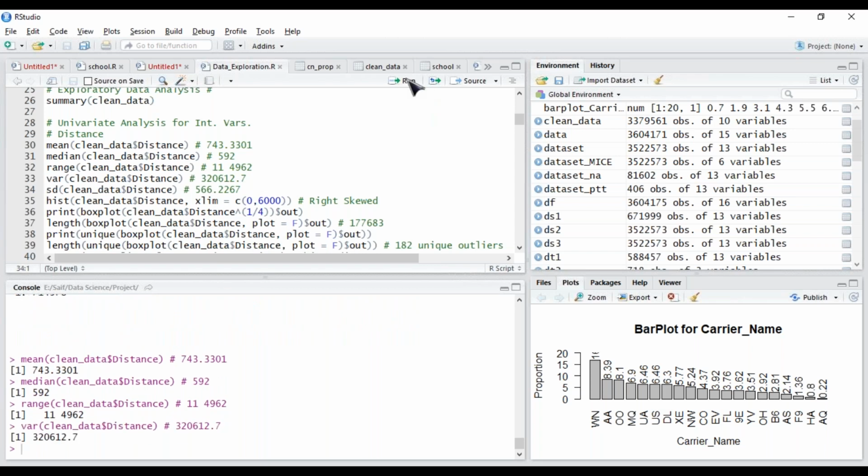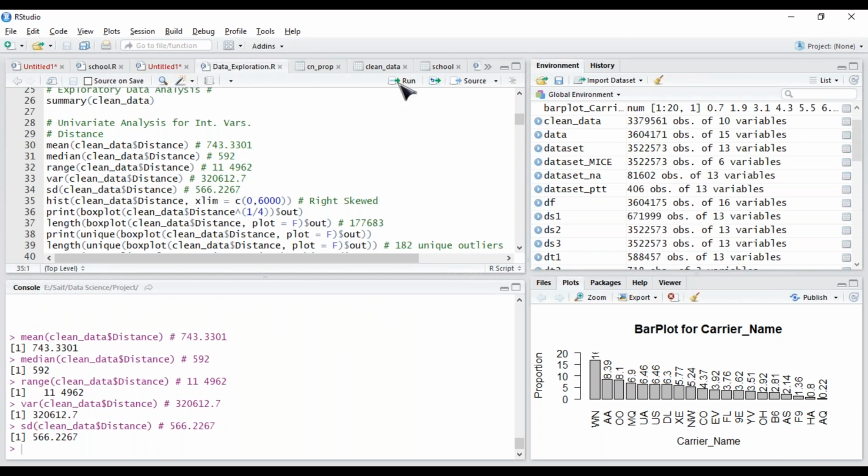Then you'll find out the variance, the third moment and the fourth moment. These are the measures of central tendency, followed by measures of dispersion: the variance, the standard deviation and the range. These are the values. You have to interpret these values. What is the variance? Is it more or is it less?